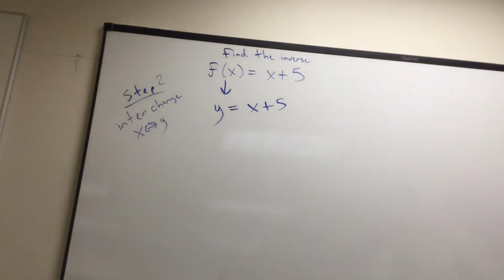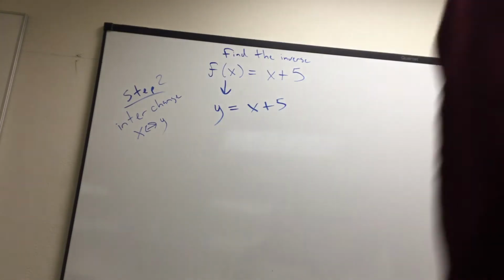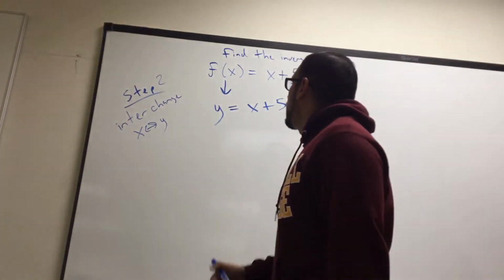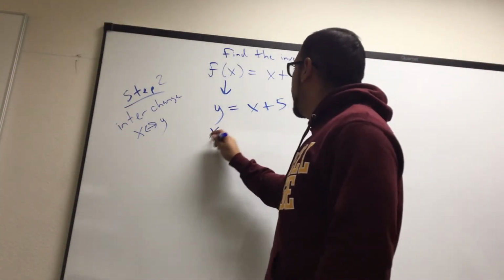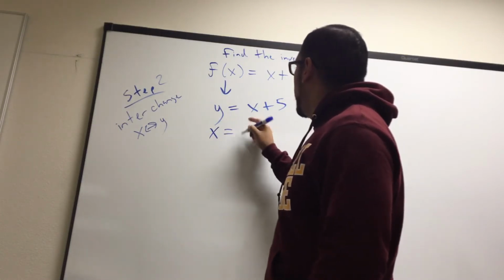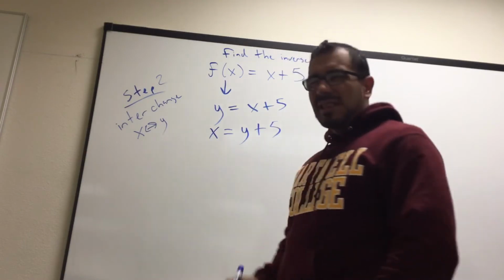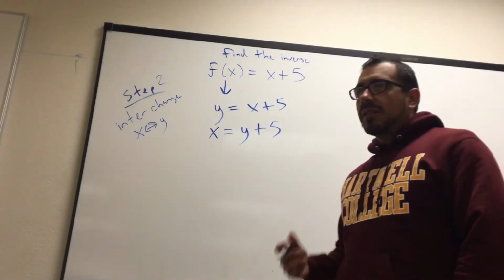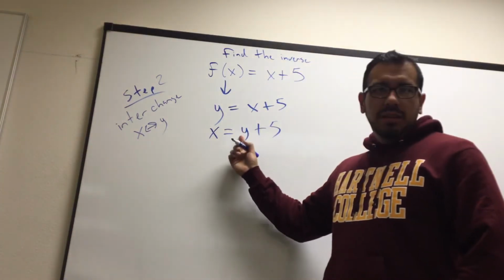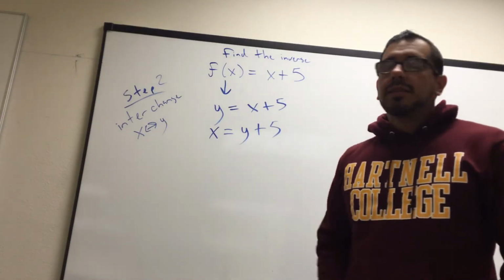Let me just make sure everything I'm writing down is still in the video on the screen. So you interchange x and y. Wherever I see a y, I put an x, and wherever I have an x, I put y.